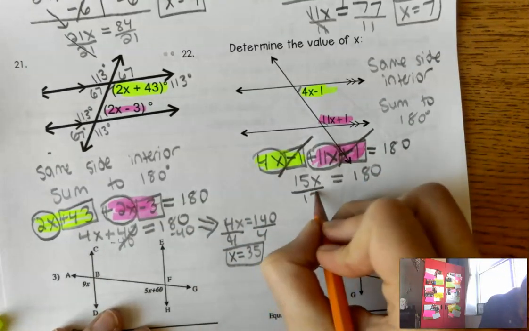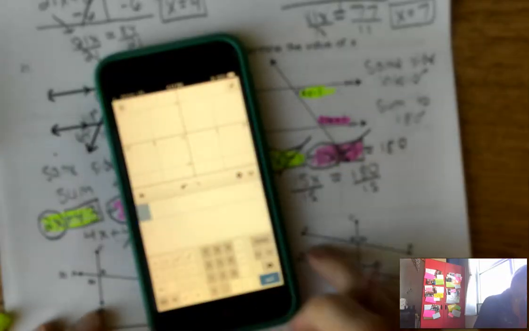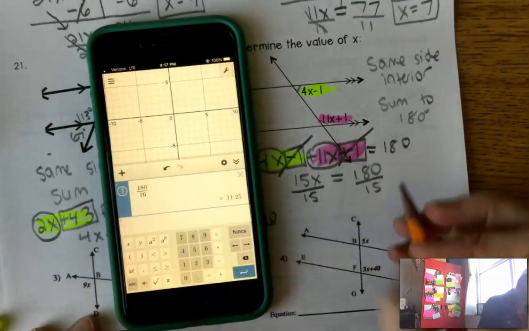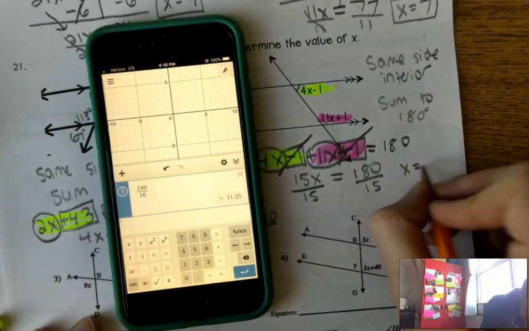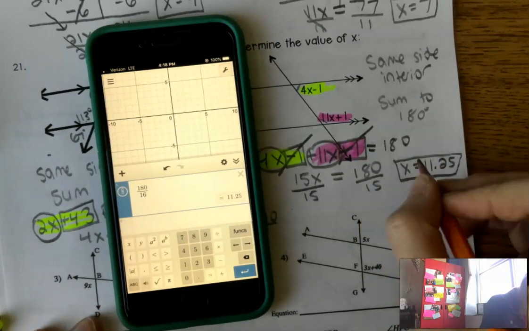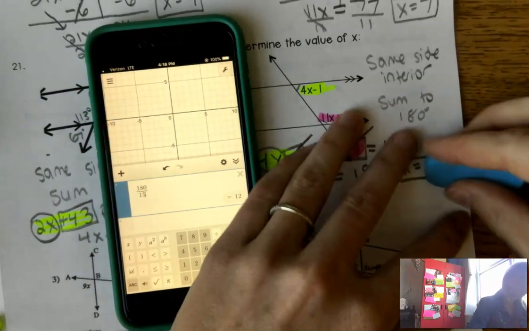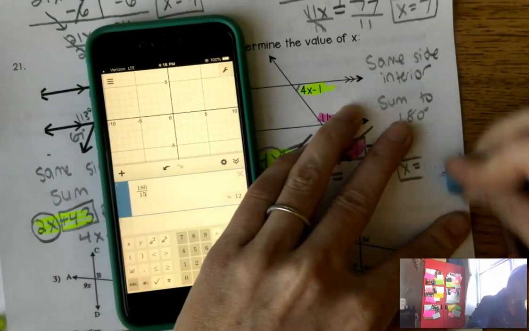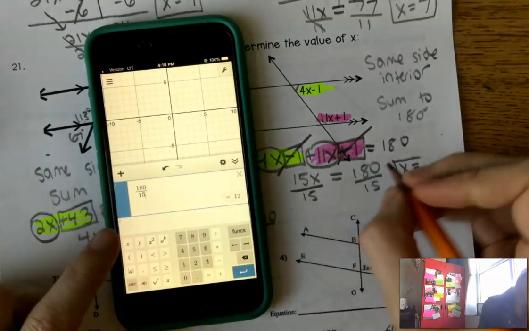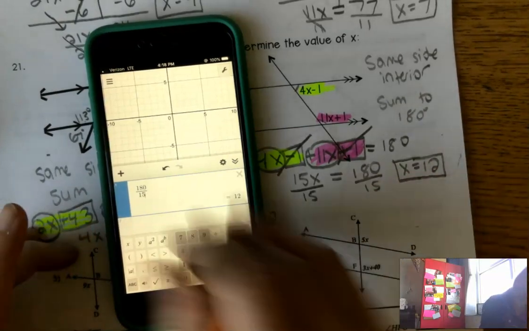To get x by itself, I divide both sides by 15. So 180 divided by 15 is going to give me 11.25. Oops, my fat fingers. Fingers are so chunky. 180 divided by 15 is going to give me 12. I'm like, that's weird that I made a decimal as an answer.